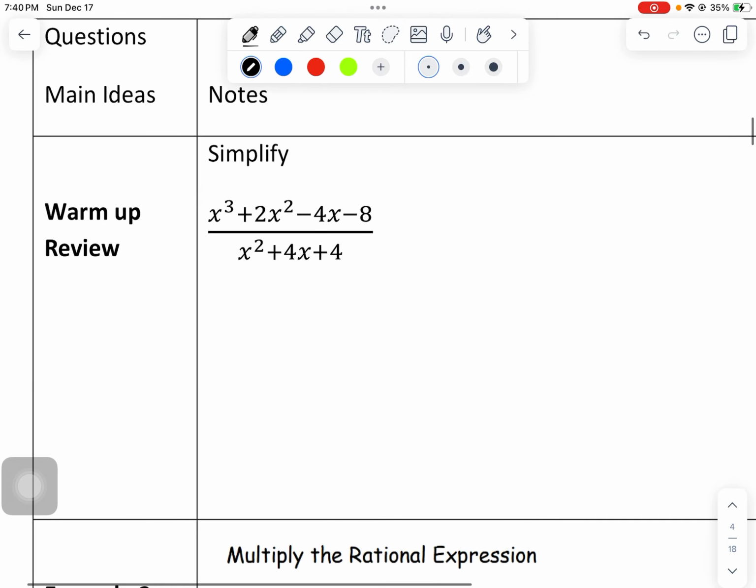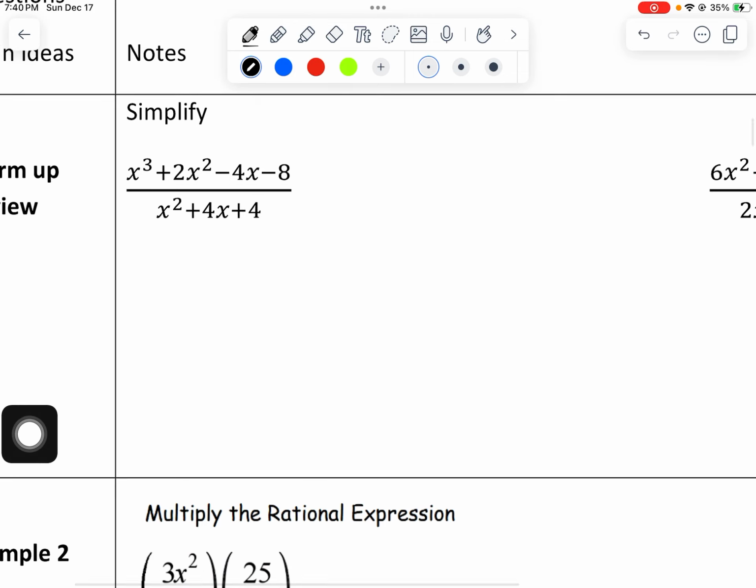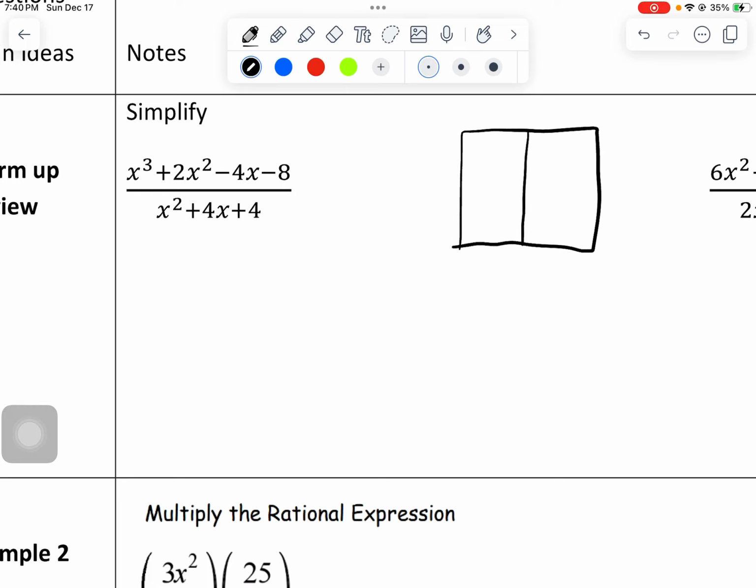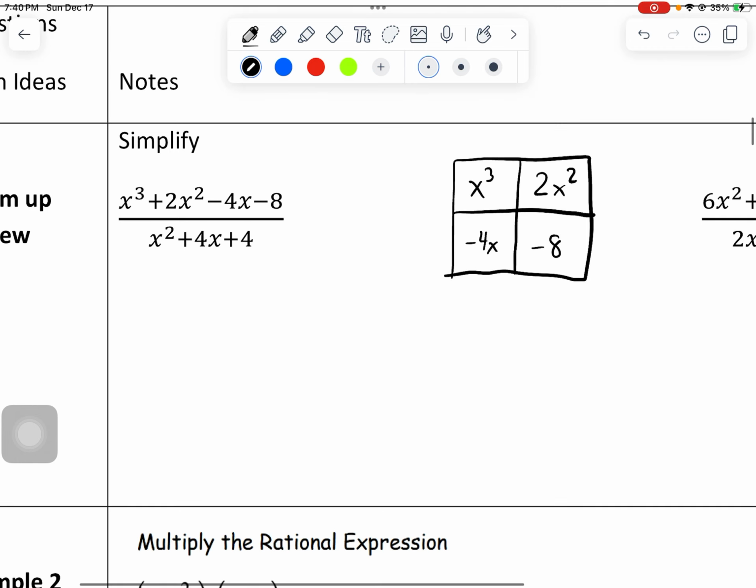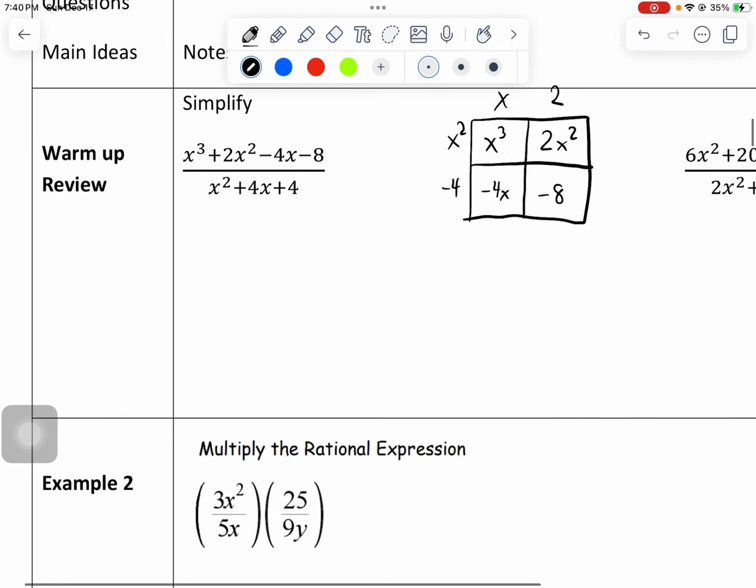So remember, if you see 3 or 4 terms, in this case 1, 2, 3, 4, and it's a cubic equation, that's probably going to lead to a box method problem. So you just line them up in order. It'd be x cubed, 2x squared, negative 4x, negative 8, and then we do the greatest common factor. So x squared, negative 4x, and then a 2. All right, so I'm just going to rewrite this here.